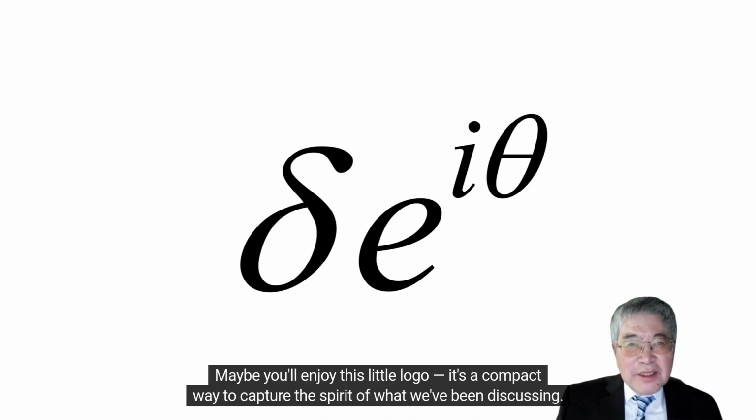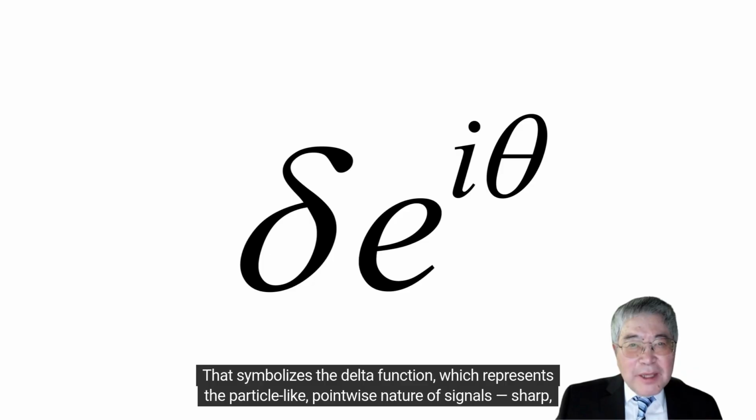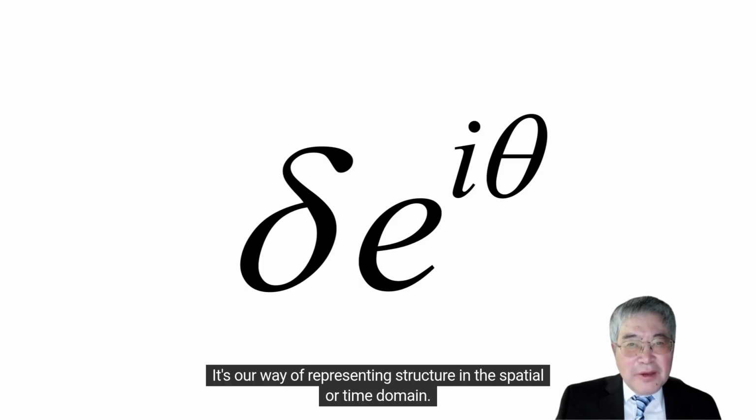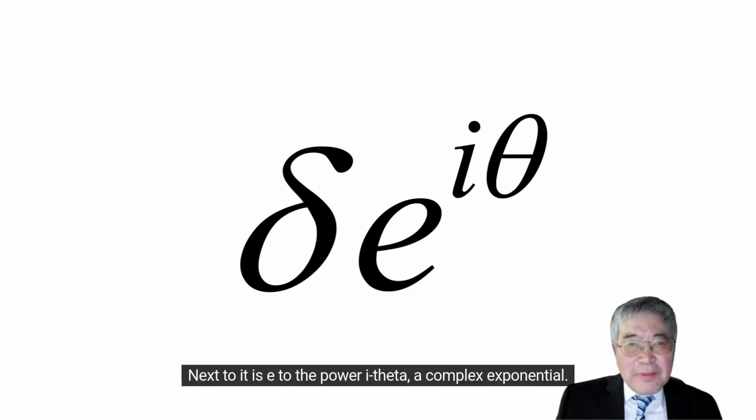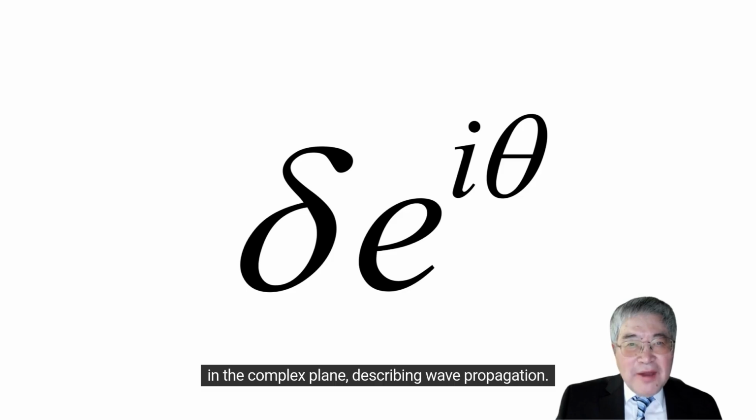Maybe you'll enjoy this little logo. It's a compact way to capture the spirit of what we've been discussing. On the left, we see the Greek letter delta. That symbolizes the delta function, which represents the particle-like, point-wise nature of signals: sharp, localized, discrete. It's our way of representing structure in the spatial or time domain. Next to it is e to the power i theta, a complex exponential. This captures the wave nature: smooth, oscillating, continuous. It represents sinusoids, and it's central to how we describe frequency, phase, rotation, and oscillation in the complex plane, describing wave propagation.